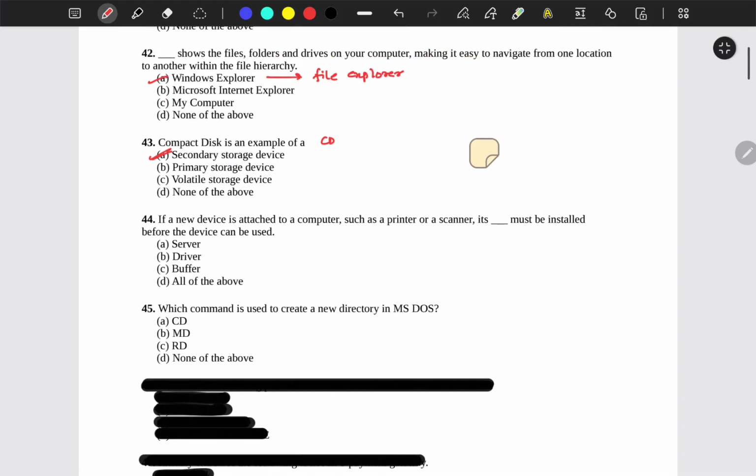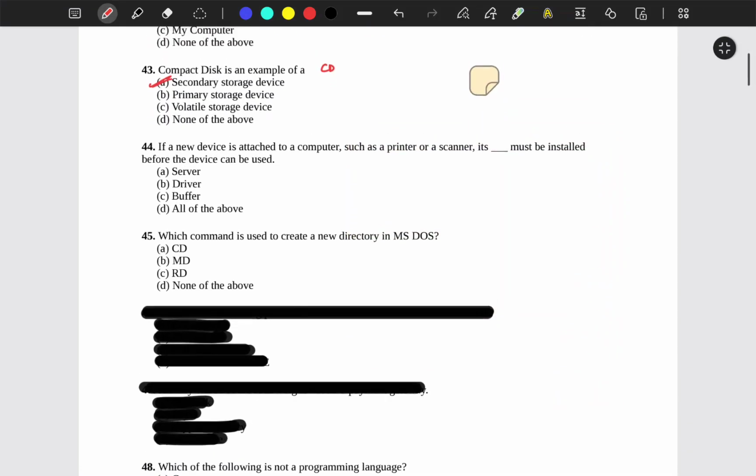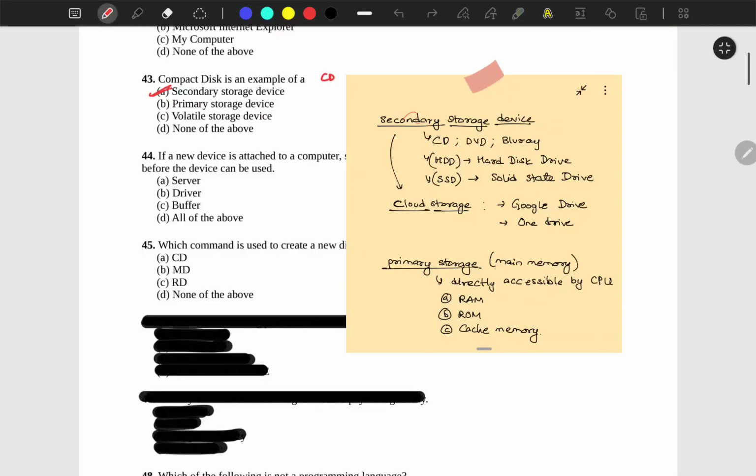So I will give you a concept here. There is a concept of secondary storage devices and primary storage devices. Okay, so secondary storage examples are CD, DVD, Blu-ray. You must have heard about HDD, the hard disk drive, and SSD, solid state drive, which are also secondary storage. Another example is cloud storage. In cloud storage, what is there? Google Drive. You all use it in your daily life, right? Google Drive or OneDrive.